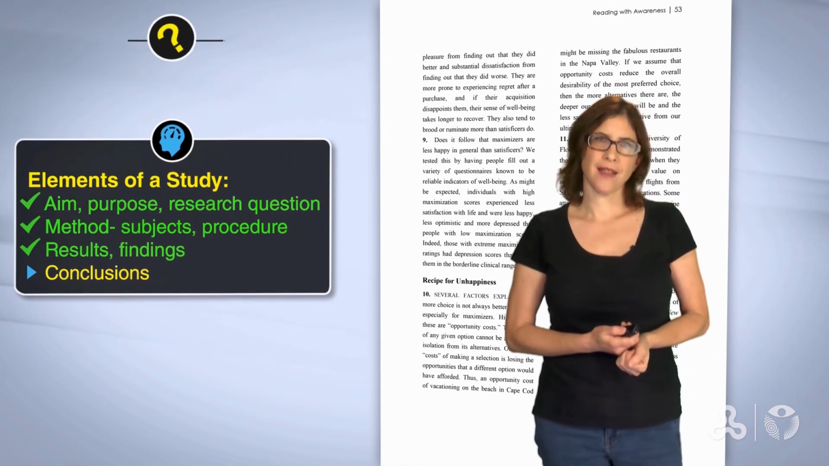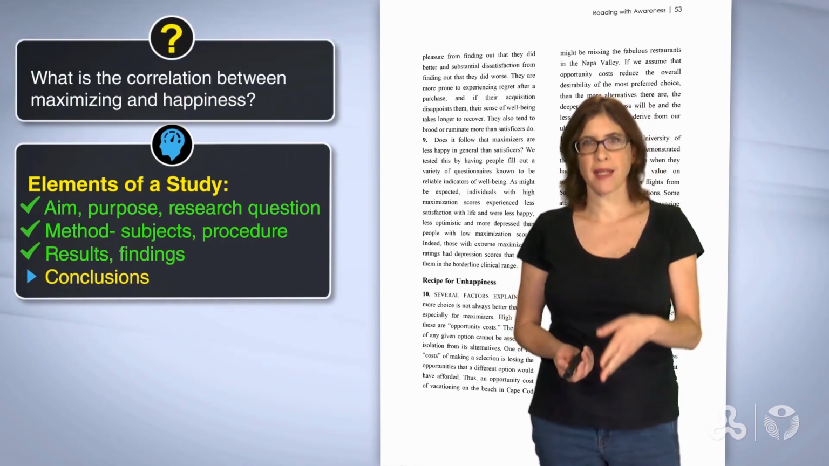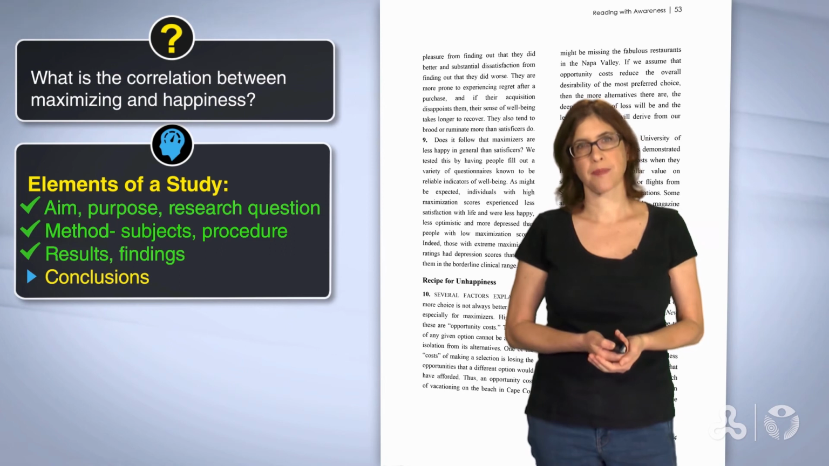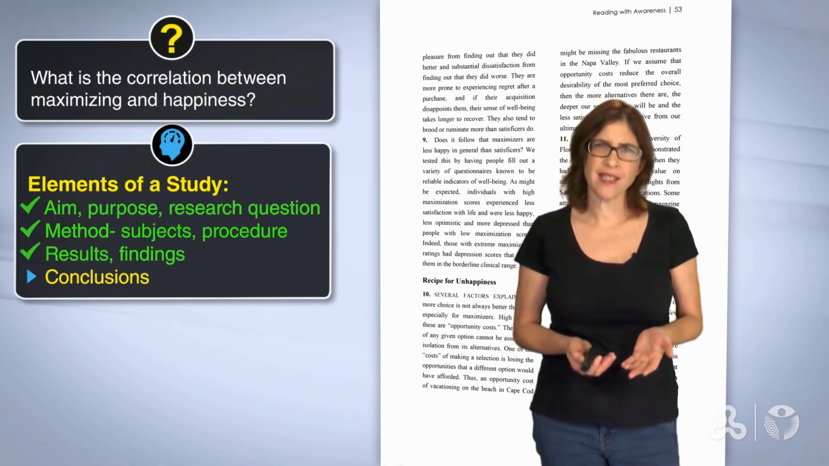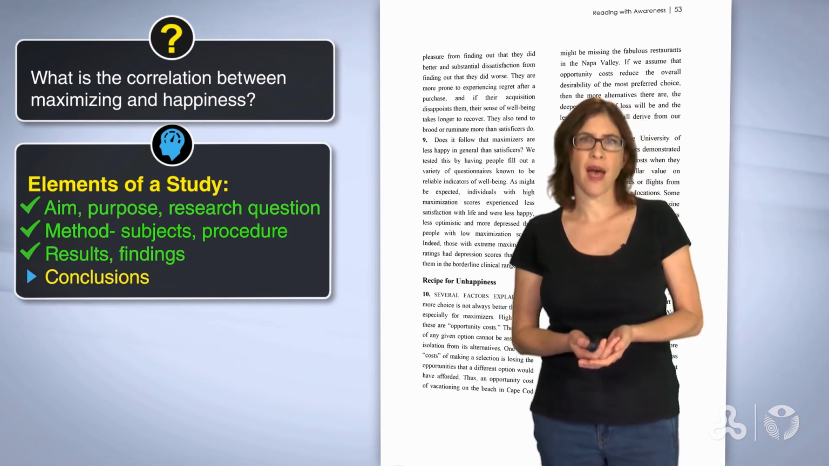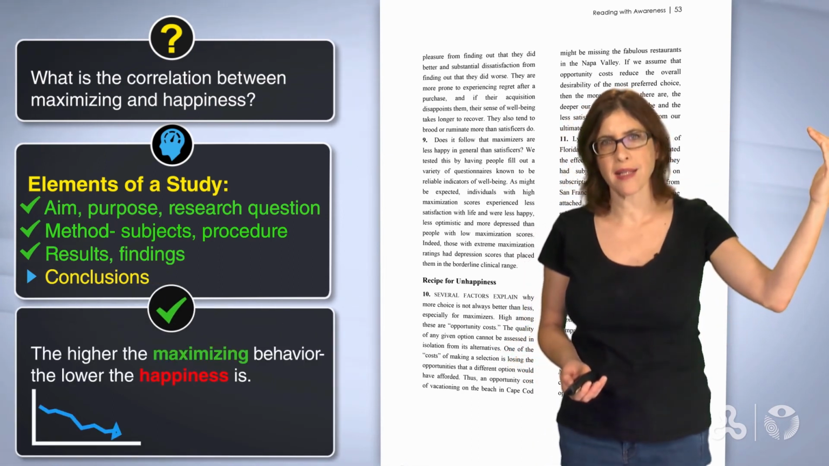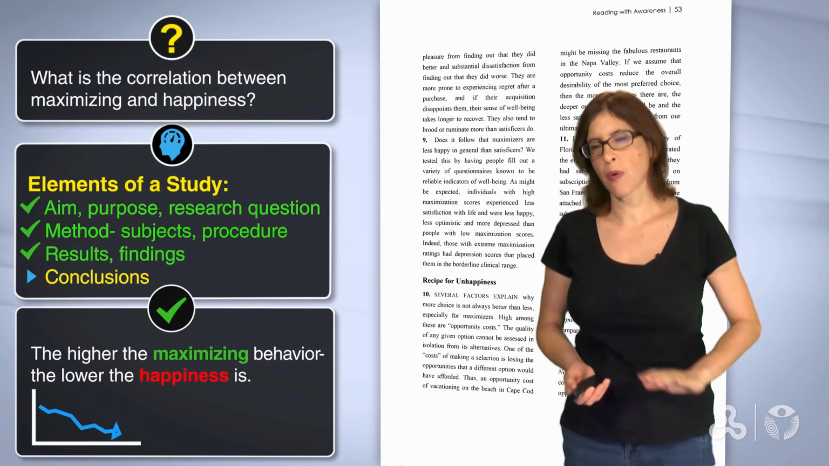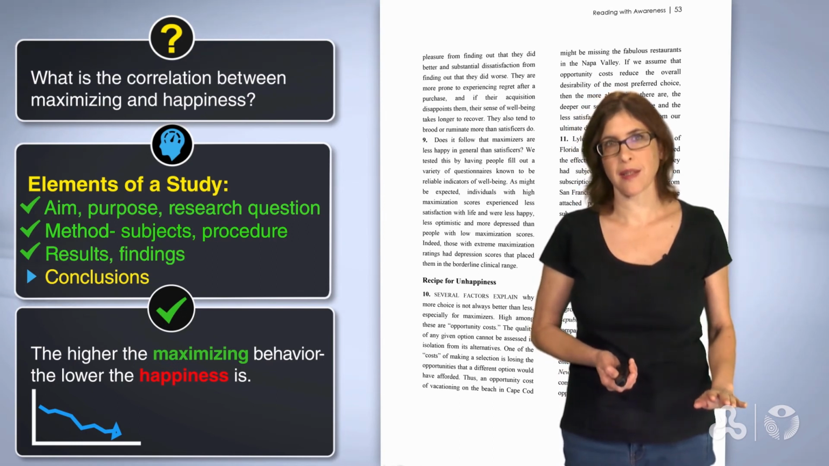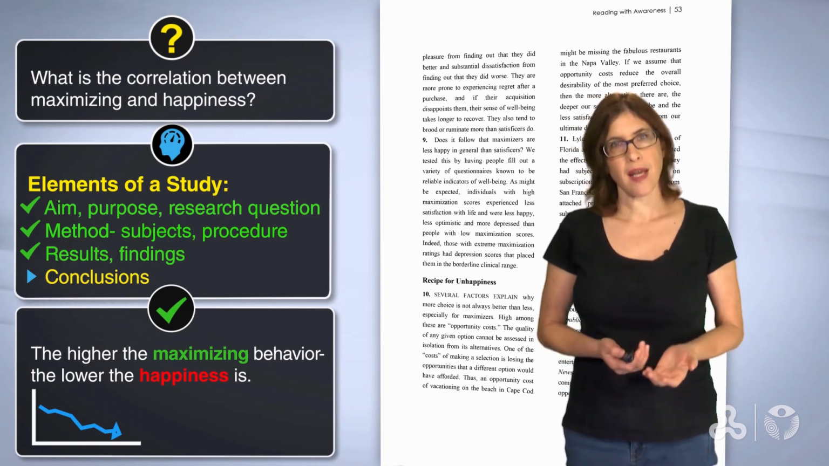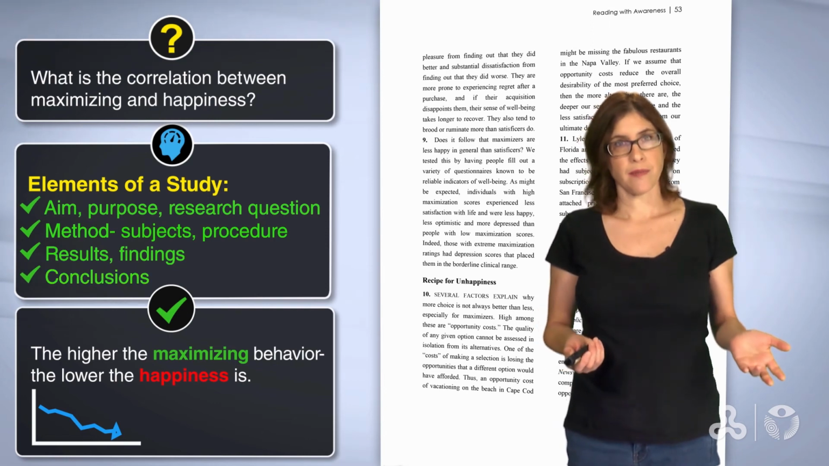So what do you say? What is the correlation between maximizing and happiness? It's quite clear. We can say that we have a negative correlation. The higher the maximizing behavior, the lower the happiness is. So we can say that these are our conclusions.